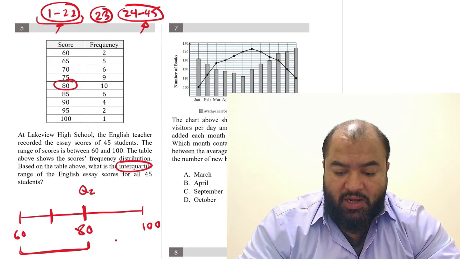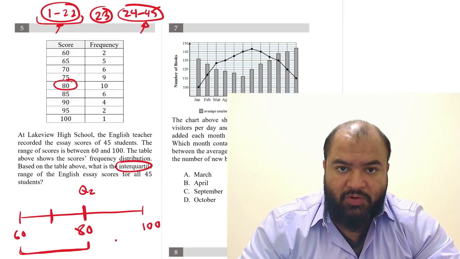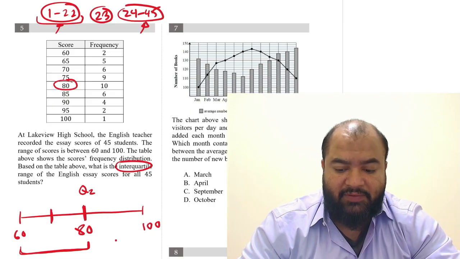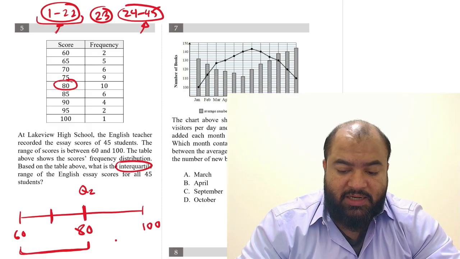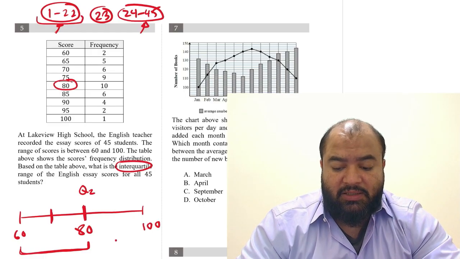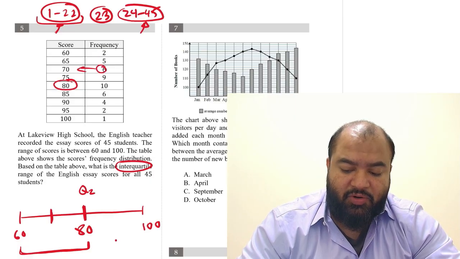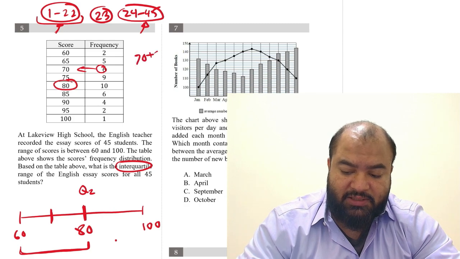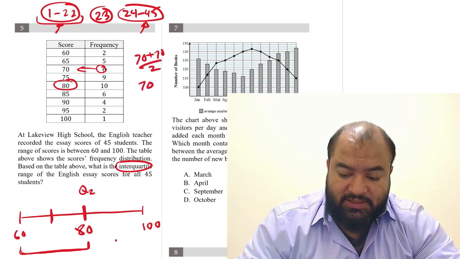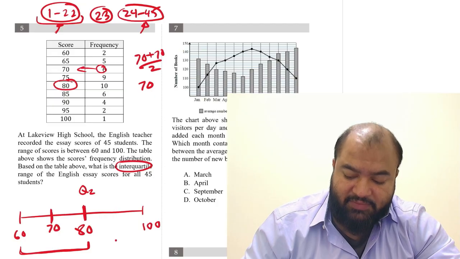Now for quartile 1, the median of the first 22 numbers will be the average of the 10th and 11th ones, because it's an even number of data. So 2 plus 5 is 7, 7 plus 6 is 13, so the 10th and 11th numbers both fall into 70. So 70 plus 70 divided by 2 is 70. So quartile 1 is 70.